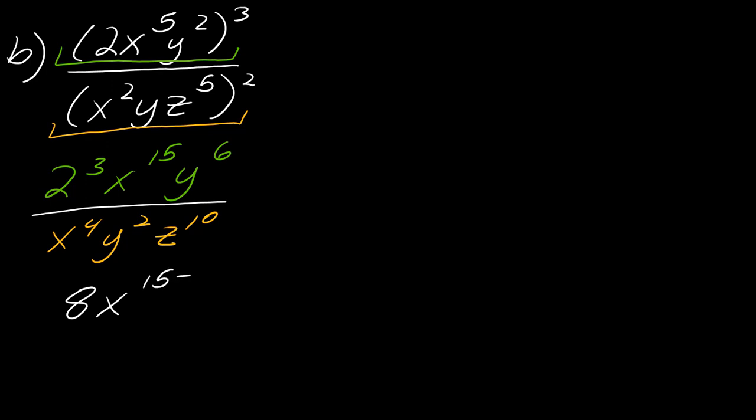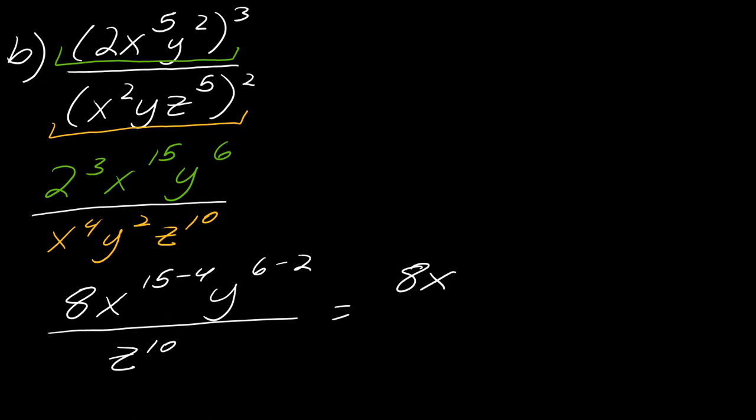And then I can take 15 minus 4, so trying to simplify the x exponents, and then simplifying the y exponents. So I'll take the 6 minus the 2. This z to the 10th stays in the bottom. So my final answer is 8x to the 11th, y to the 4th, all of this over z to the 10th.